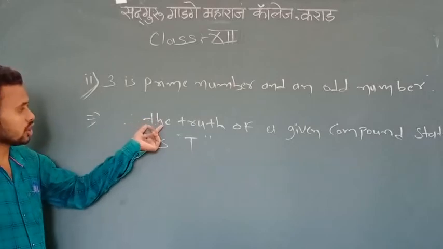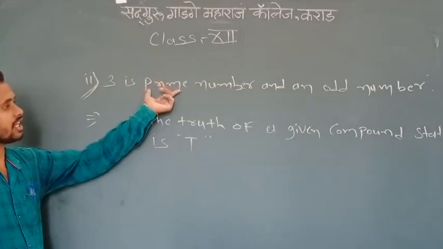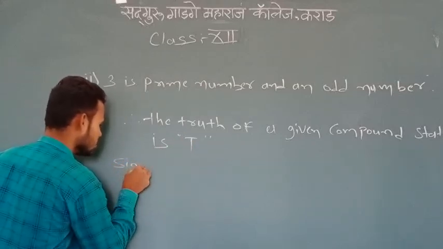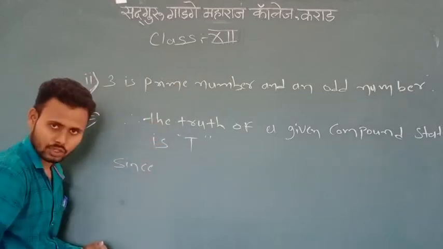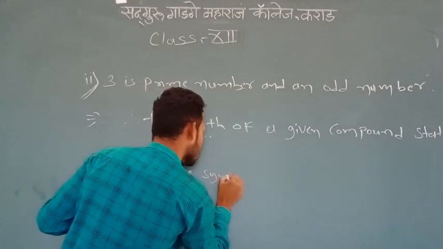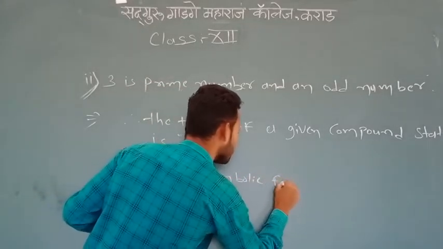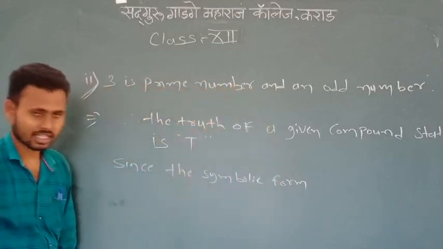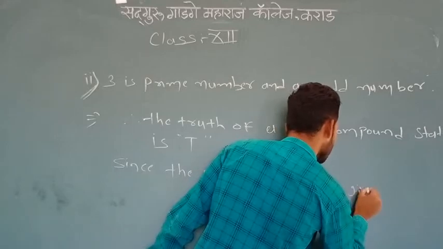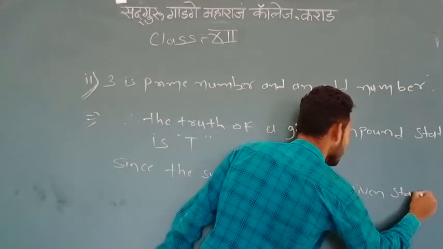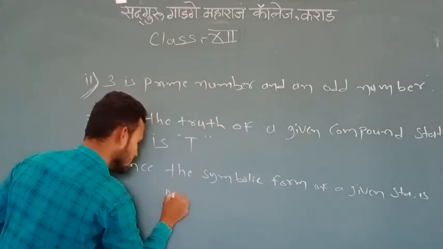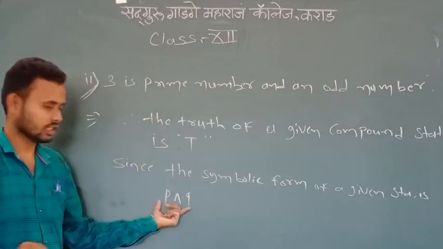Directly, what did we write? Therefore the truth value of the given compound statement is T. For that we write the reason below: since the symbolic form of the given statement is p meet q, which is the required symbolic form.